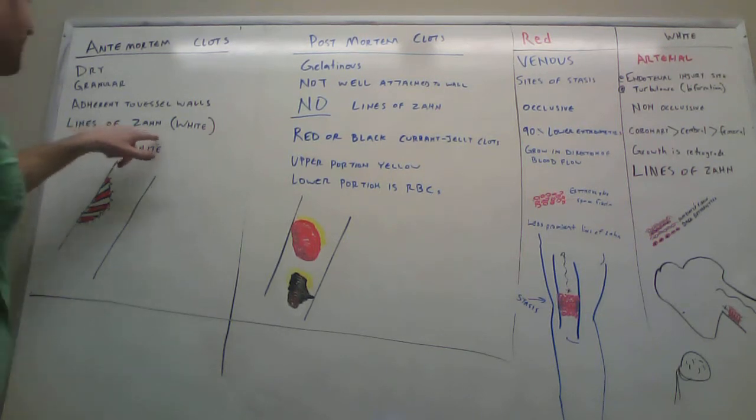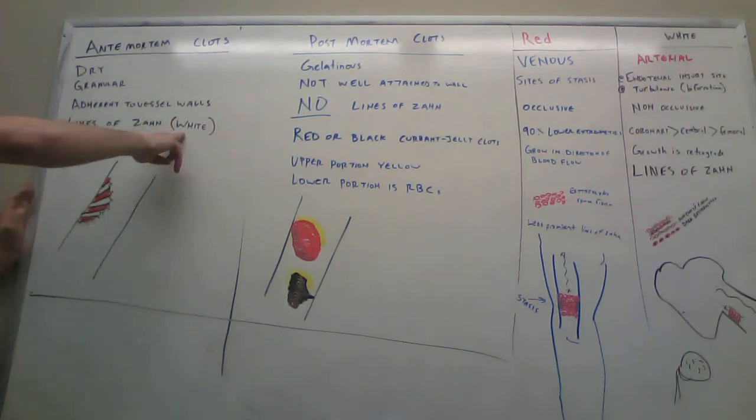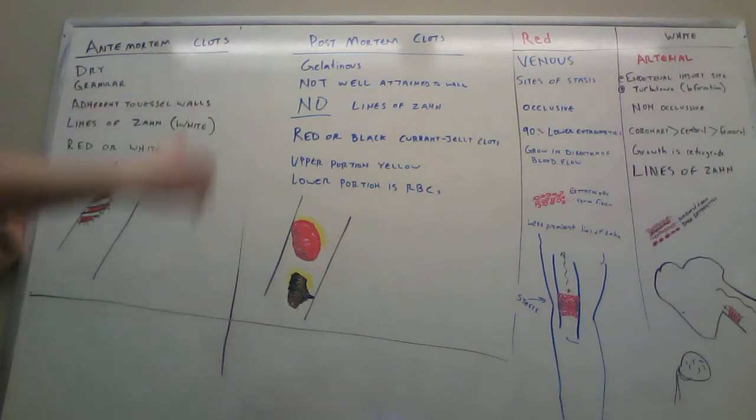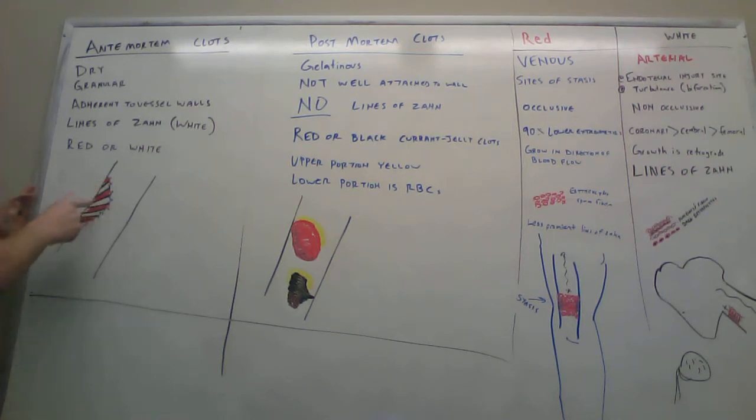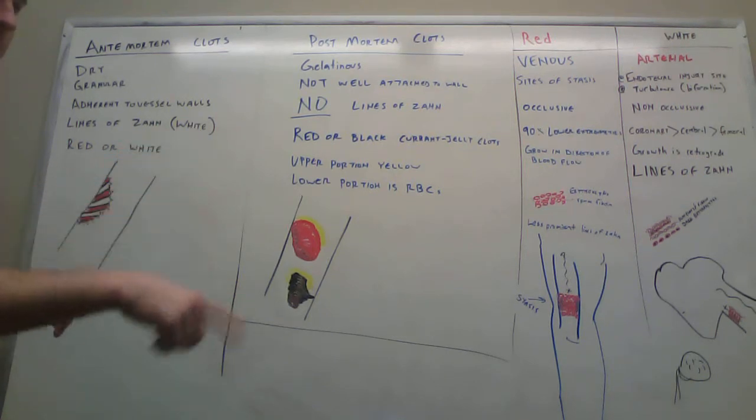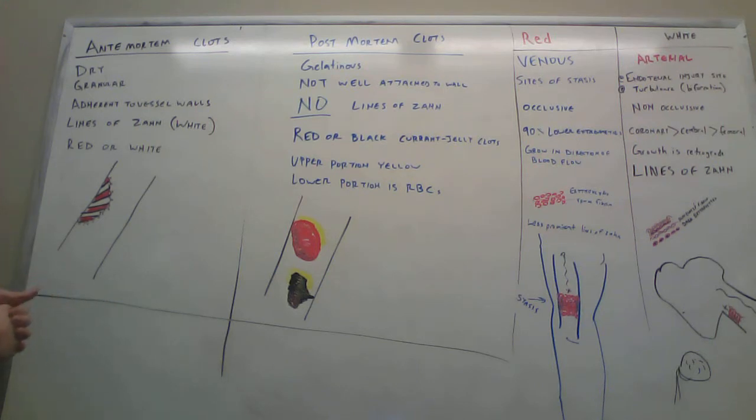Next, the lines of Zahn. I don't know why it says typically the lines of Zahn are white. Good luck with that. But in this case, I guess the clots are white. The lines of Zahn I drew here go back and forth between platelets and fibrin, or whatever those fibers are, and then the black erythrocytes. So you get the platelets, then some erythrocytes, and then some more platelets and erythrocytes. They're not actually oriented like this, they're kind of going down in, but whatever.